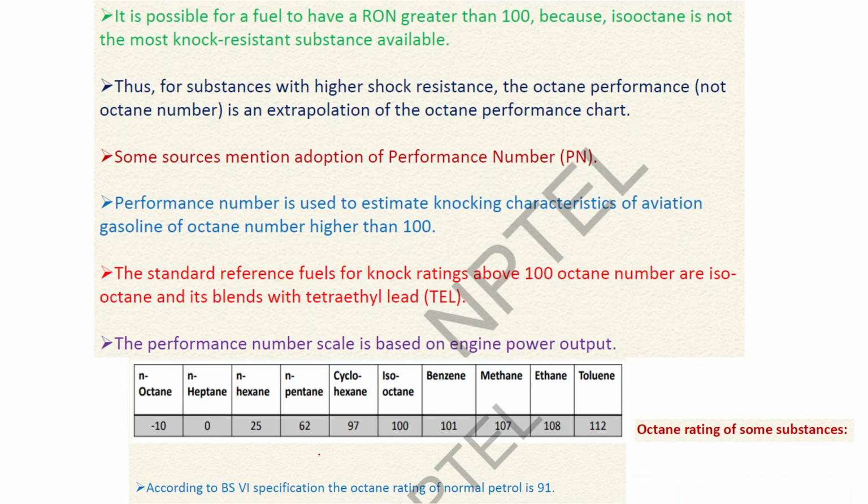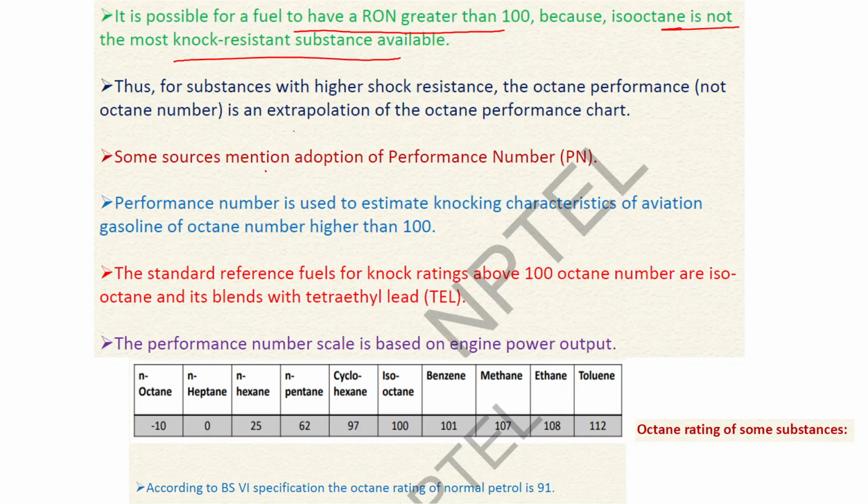It is possible for a fuel to have a research octane number greater than 100. Yes, it is possible, because isooctane is not the most knock resistant substance available. It is not like it is the most knock resistant substance. Thus, for substances with higher knock resistance, the octane performance is an extrapolation of the octane performance chart.